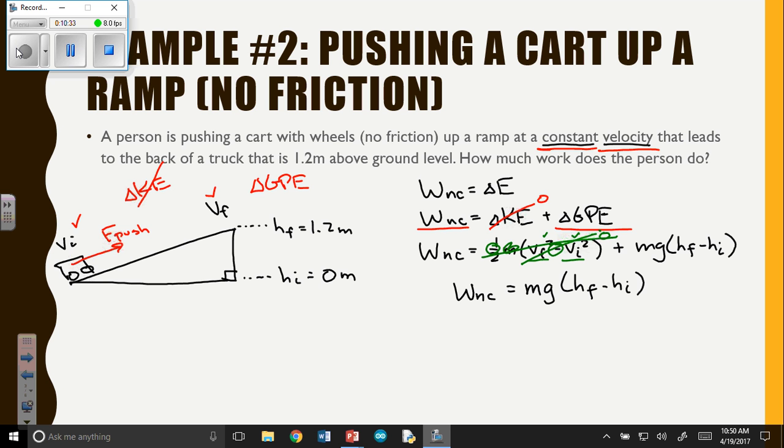We can go ahead and plug our numbers in. We know the work of the non-conservative force is going to be the mass of our cart, which I seem to have left out here. Let's say we have a 50 kilogram cart. 50 kilograms, 9.8 meters per second squared. Again, remember positive: final height, 1.2 meters, minus our initial height, which is 0 meters. This time it's positive. We have 1.2 minus 0, so that's going to be a positive value. Go ahead and plug that in.